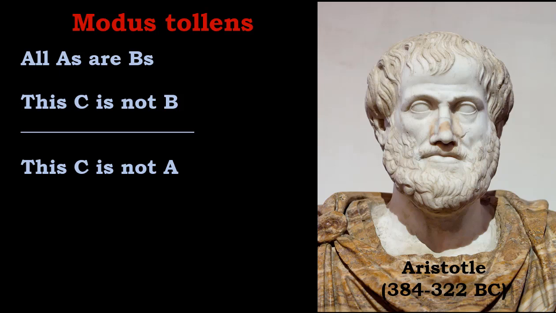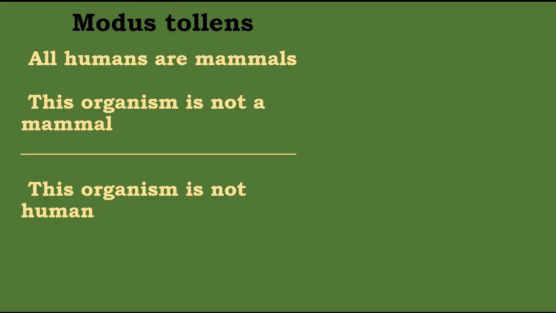Now, we are negating the consequent, and we can reach a valid conclusion if we do that. So this C is not B. Then we can say that this C is not A. That's a valid argument. So let's see this argument, the modus tollens, with content. All humans are mammals. This organism is not a mammal. Then we can conclude validly that this organism is not human.